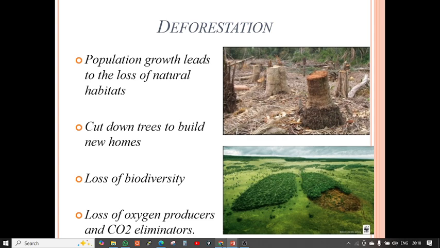So the most important point is why deforestation occurs: due to population growth, demands for land, demands of agricultural fields, or demands of industry, whatever you may say. So, cutting down trees to build new homes. What happens when we cut down the trees? Mostly the loss of biodiversity occurs, meaning the natural habitats, whatever plants and other animals are living in the forest, are going to die.